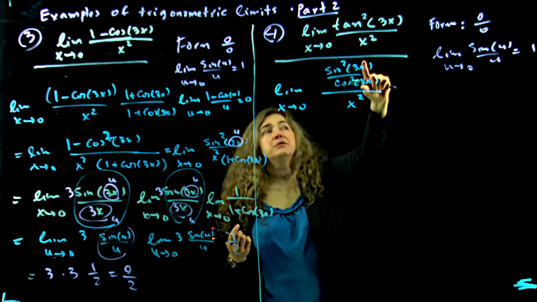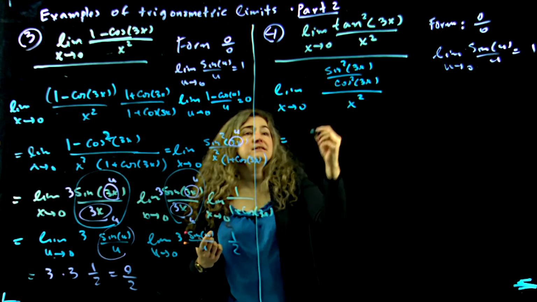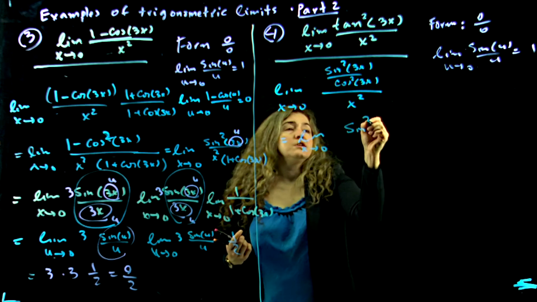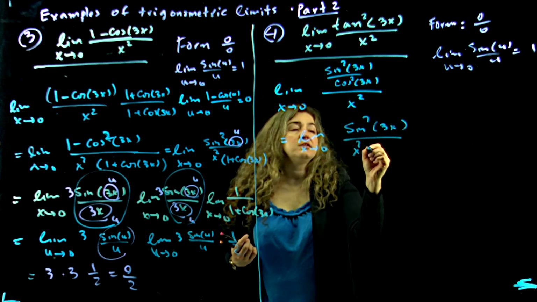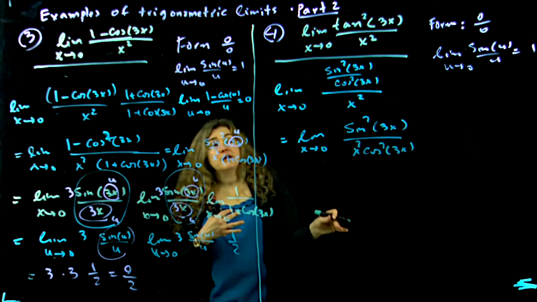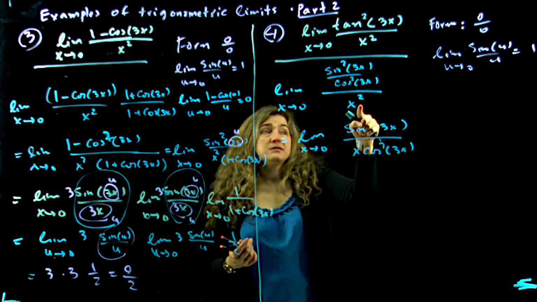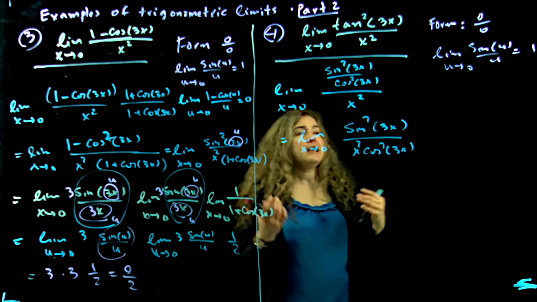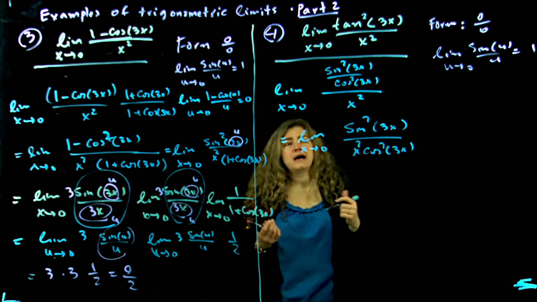So basically, I'm going to multiply the top by the reciprocal of the bottom, and I get limit as x goes to 0 of sine to power 2 of 3x over x squared cosine to power 2 of 3x. Numerator times the reciprocal of the denominator. The reciprocal of the denominator is 1 over x squared multiplied by the numerator, and you get this. And so now let's try to figure this out.